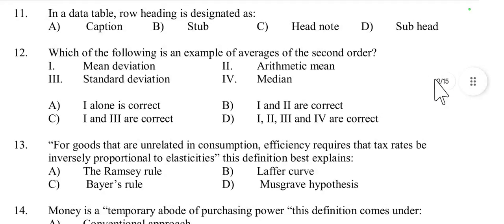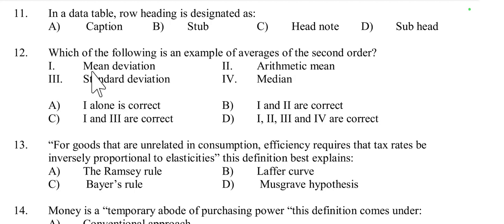Then question number 12, which of the following is an example of averages of second order? Mean deviation, arithmetic mean, standard deviation and median. Average of second order typically refers to measures of dispersion or variability that provide information about the spread of data around the mean. These include measures like variance and standard deviation, which are derived from the mean.